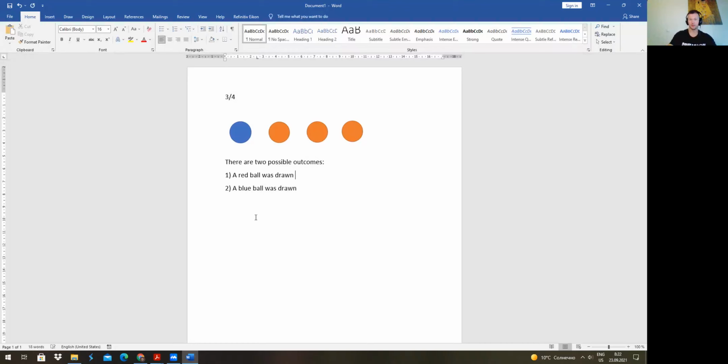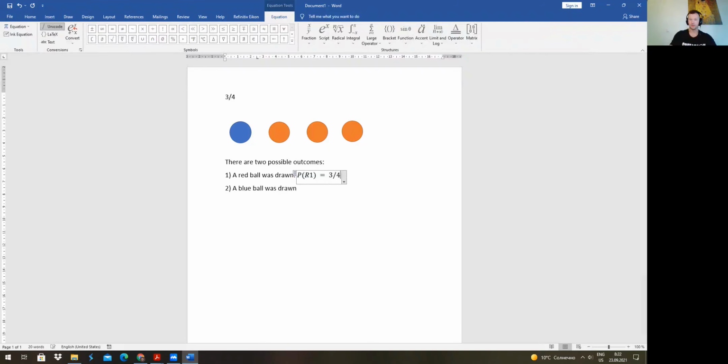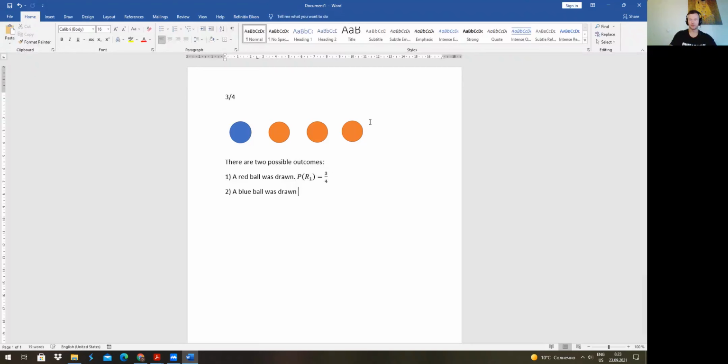So what are the probabilities of each outcome? What is the probability that the red ball was drawn? This is a probability of R1. So you know this. 3 over 4, true. Okay, so what is the probability of not R1, that the blue ball was drawn? So 1 over 4, yes. So this is the first step.